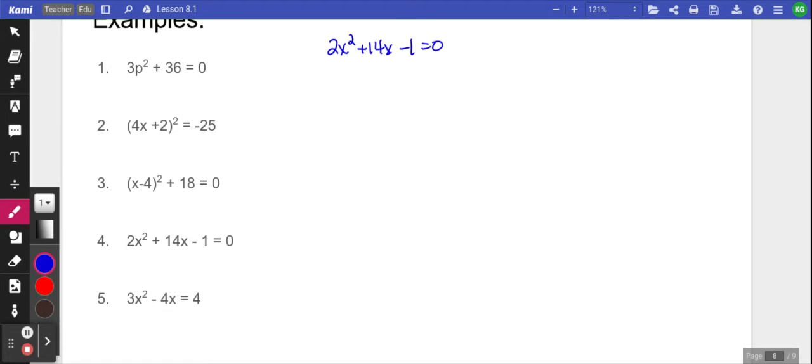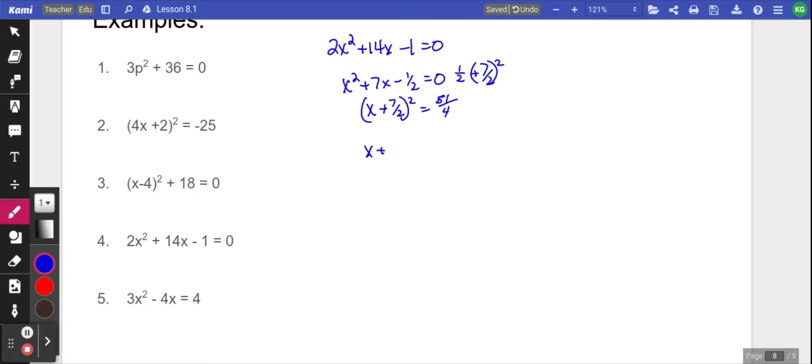The first thing I'm going to do is divide everything by 2, because we want our leading coefficient to be 1. Now I can complete the square like I did on the last section. So I'm going to take half of the middle term, square it, and I should have also added the 1/2 over here. So I have 1/2 plus 7/2 squared, which is 51 over 4.